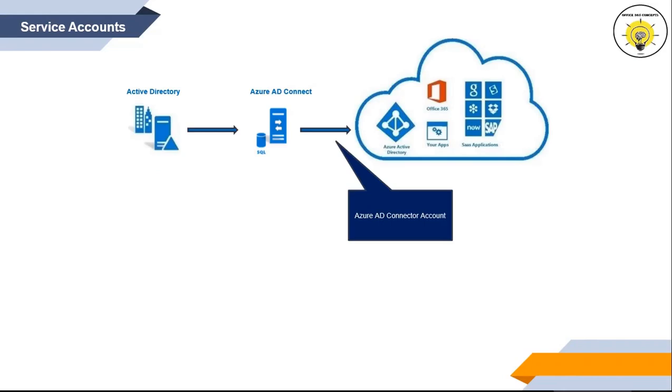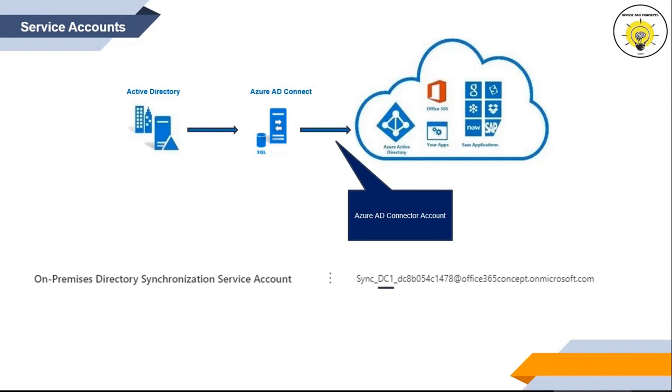The third type of account that is used by Azure AD Connect is Azure AD Connector account. This account is used by Azure AD Connect to write information from Active Directory to Azure Active Directory. This account contains the name of the server on which Azure AD Connect tool is installed. The account is created with a long, complex password that doesn't expire. This account is granted directory synchronization accounts role that has only permissions to perform directory synchronization tasks.